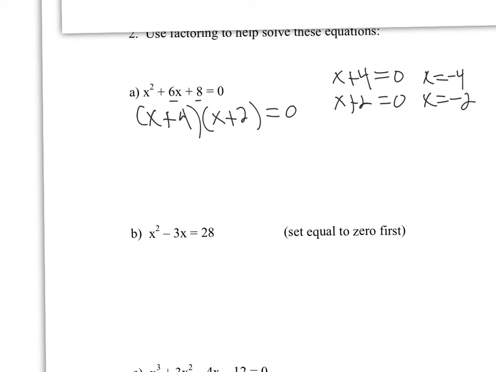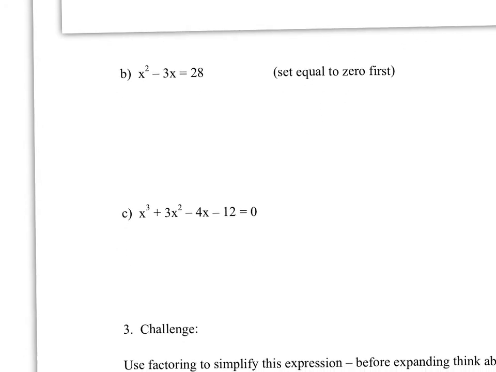Okay, looking at the next one here, we can see that we don't have that same setup. We have x squared minus 3x is equal to 28. So what we're going to do, and we'll be doing this a lot, you'll see it frequently, is we're going to set this equal to 0 by subtracting 28 from both sides, and that's going to give us, on the left, an expression that hopefully we'll be able to factor, and on the right, 0.